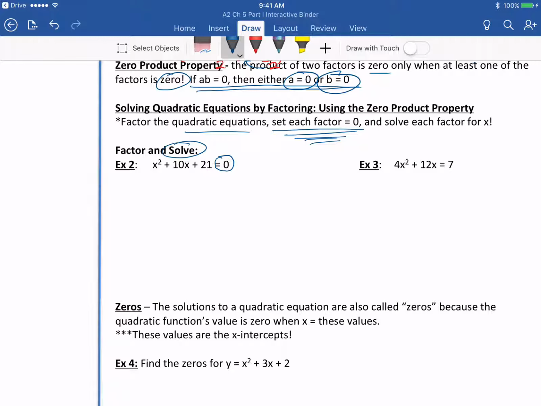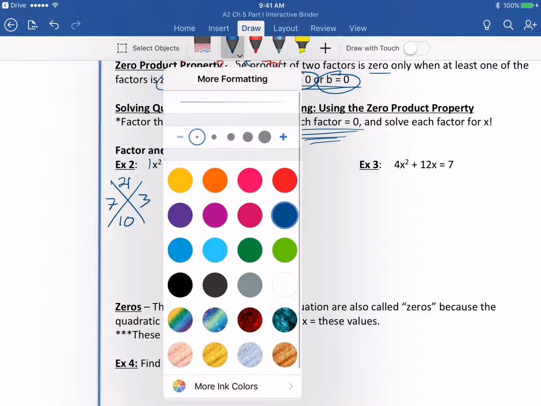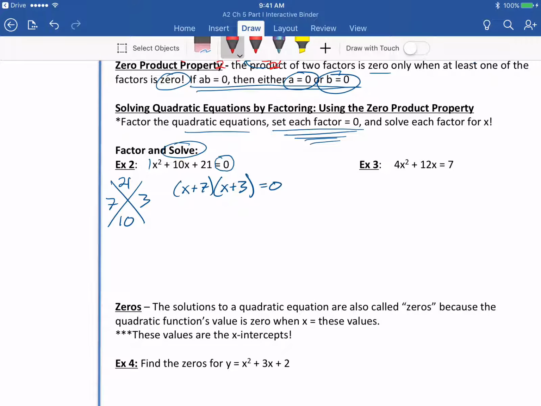So if I look to factor this, my a value is 1, so I can just toss this right into the diamond. I get 21 and 10, so two things that multiply to 21 and add to 10 are 7 and 3. So I get x plus 7 and x plus 3. Okay, still equals 0 now. But really the only new part today is that you have to set each of these equal to 0.